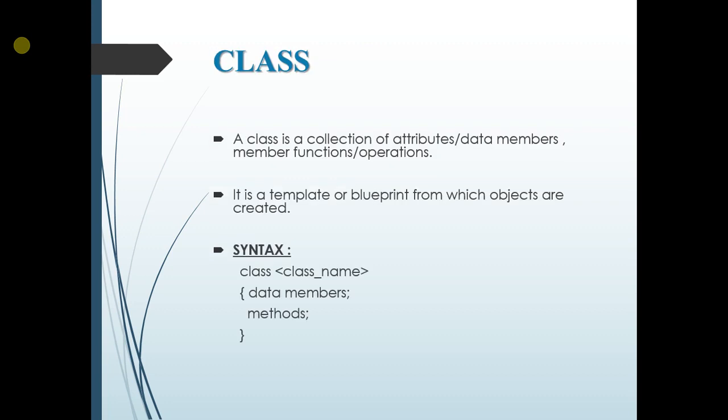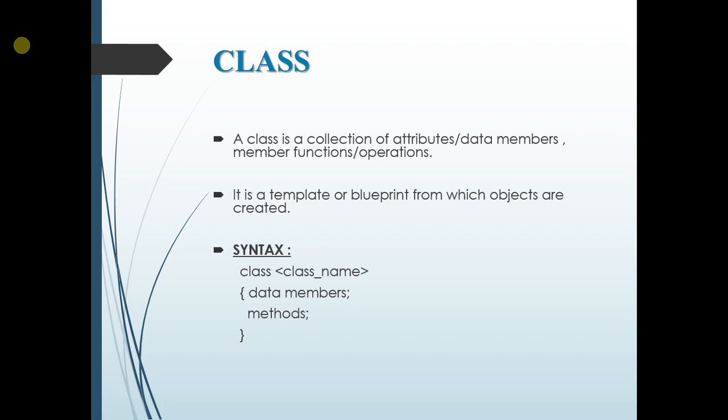A class is a collection of attributes or data members, and member functions or operations. So what is an attribute? Consider an example class named student, and the attributes of student are student ID, student roll number or student register number, and some of the details of the student. All these are known as the attributes of the class, and member functions we will be teaching you in the upcoming slides.